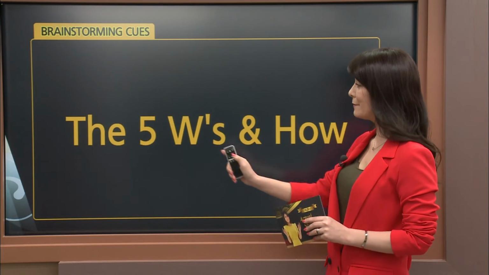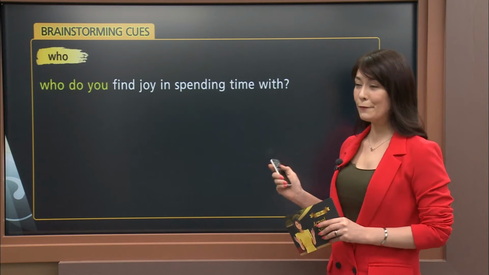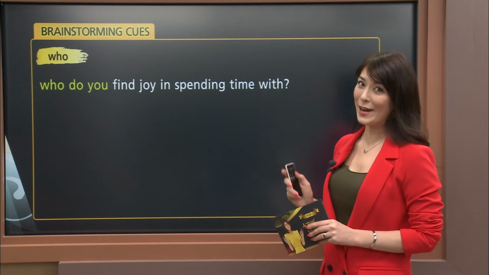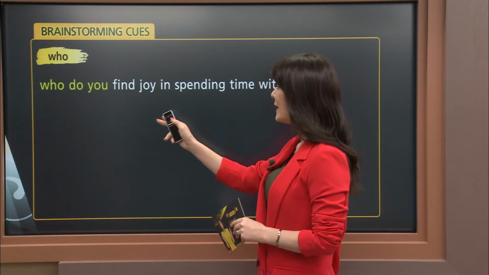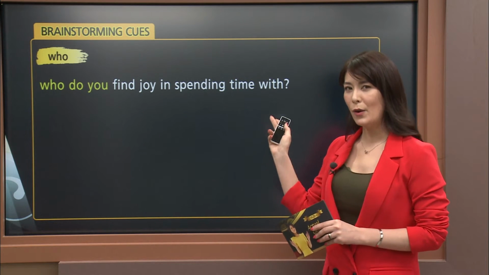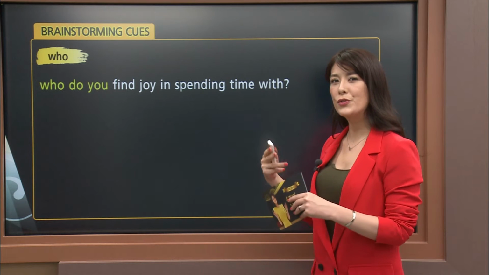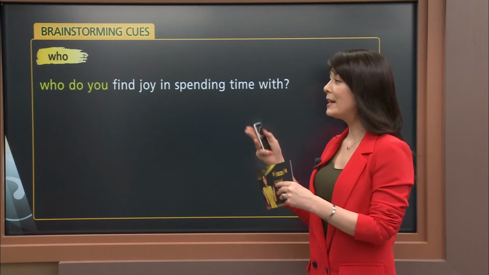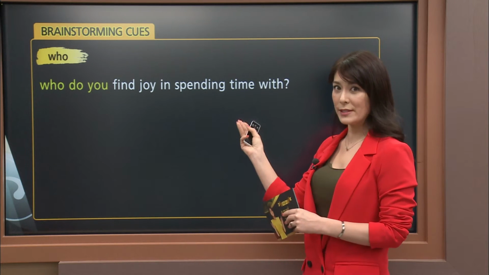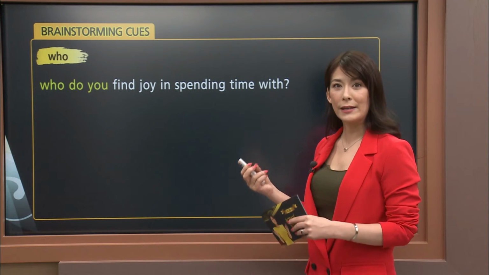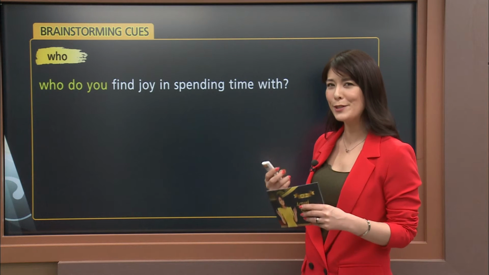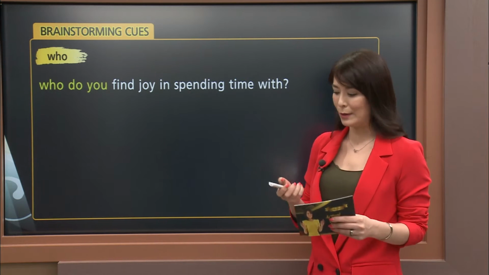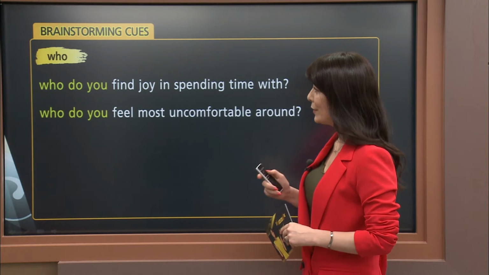All right, well, of course, the 5 W's and how. The first W is, as you may already know, who. So, who do you find joy in spending time with? What does this mean? Who do you find joy, happiness, right, in spending time with? Thus, we're saying, who do you like to spend time with? When are you the happiest? Okay, who makes you feel good and happy and comfortable? So brainstorm that on your own.